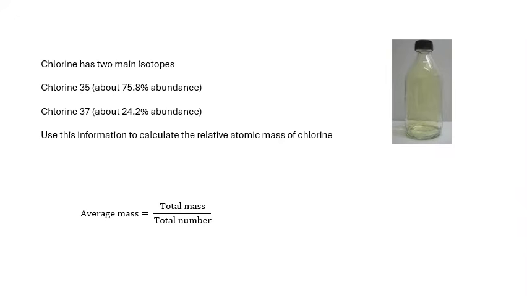Okay, just as before, the average mass is the total mass divided by the total number. The total mass, so 75.8 out of 100 is times 35. 24.2 out of 100 is times 37. Divide by 100, because I said out of 100, and we get 35.5. And if you want to have a look on the periodic table for the relative atomic mass of chlorine, then to 3 significant figures or 1 decimal place, there you go.